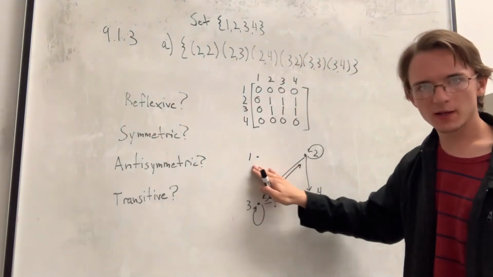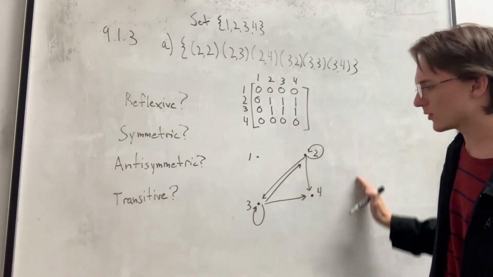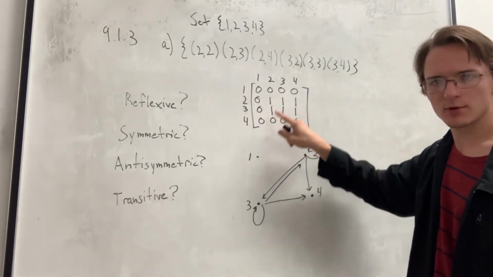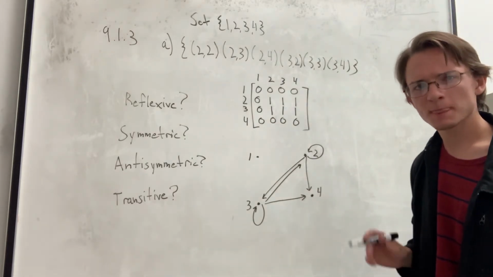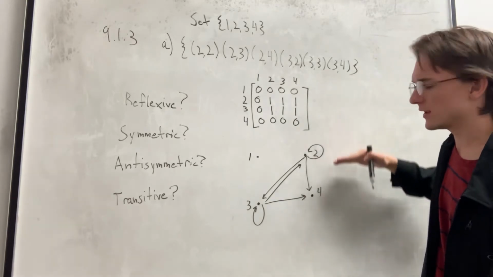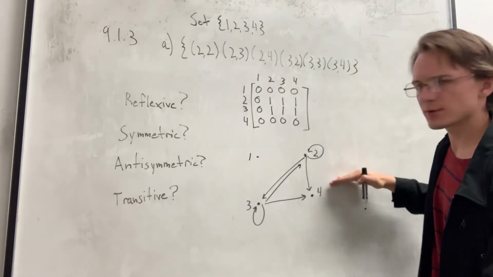So 1 is still depicted in our digraph, even though it does not have a relationship with the other nodes. Similarly, 1 has a row and column, even though they're all zeros in our matrix. So if this relationship is reflexive, then these are also reflexive. If it is symmetric, then these are also symmetric.